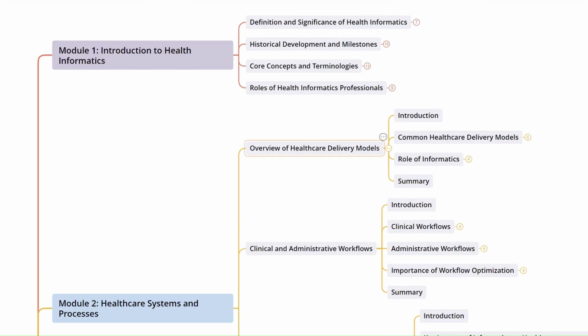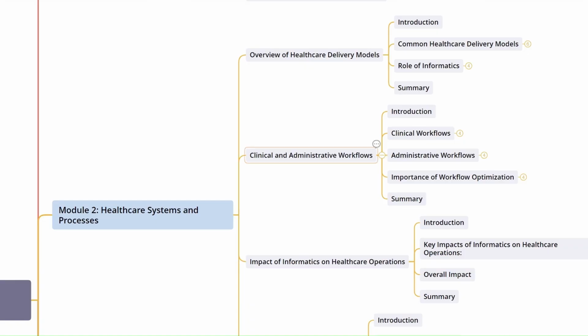Overview of healthcare delivery models. Students will explore different healthcare delivery models from around the world, including public, private, and hybrid systems. The focus will be on how these models accommodate and benefit from health informatics solutions, particularly in terms of efficiency, cost effectiveness, and patient centered care. The module will highlight comparative analysis of various national systems, examining how informatics strategies contribute to their success or challenges.